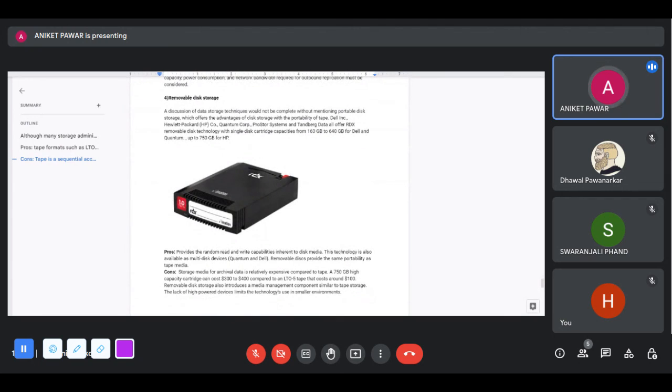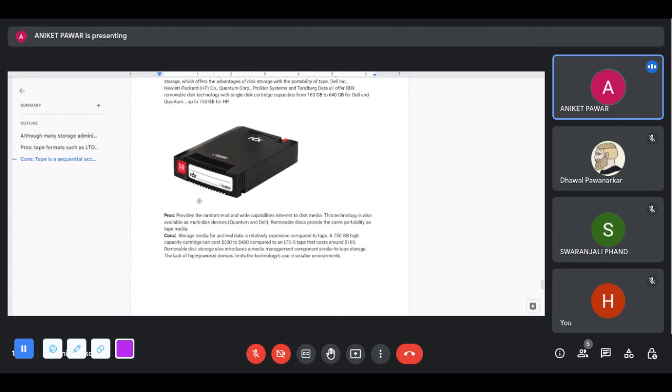Then the fourth one is removable disk storage. It offers the benefit of disk-based archiving with the portability of tape. This disk storage provides the random read and write capability inherent to disk media. It is a relatively expensive data archive storage media in comparison to tape, and a high capacity 750 GB cartridge can cost between $300 and $400 versus an LTO5 tape that costs approximately $100.